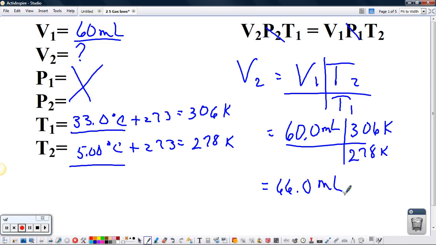Is that rounded correctly? Milliliters. And we go back to our original problem, and we see three significant figures, and that's how many I want in.